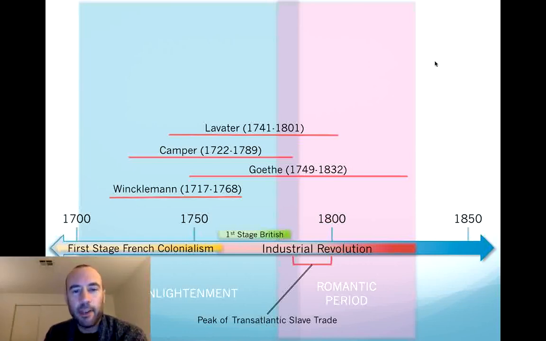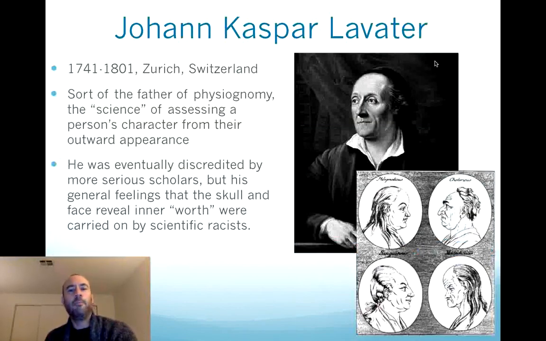Then we have another Johann, I believe, Lavater, again overlapping with these periods, living slightly into the 19th century. And he's known as the father of physiognomy. Now, physiognomy was this pseudo-scientific study of judging a person's character based on their outward appearance. And he came up with this idea that you could tell someone's personality by looking at their face.